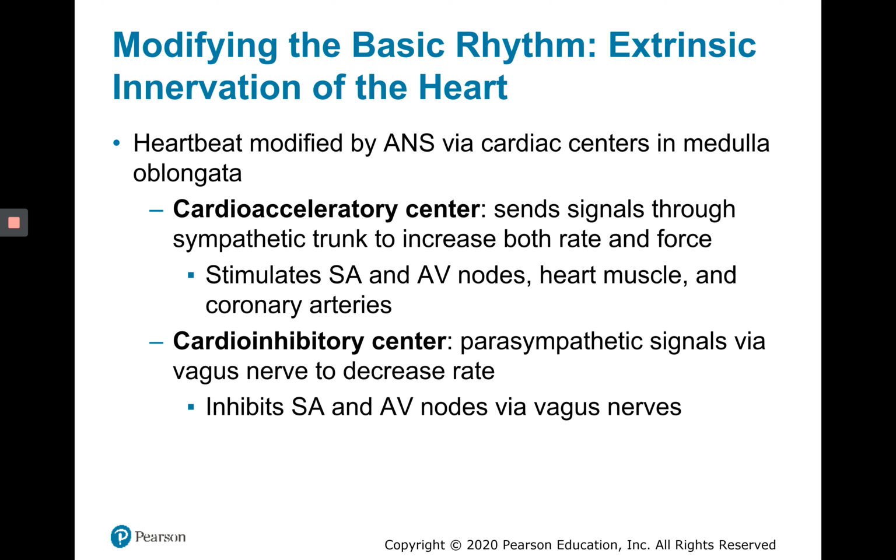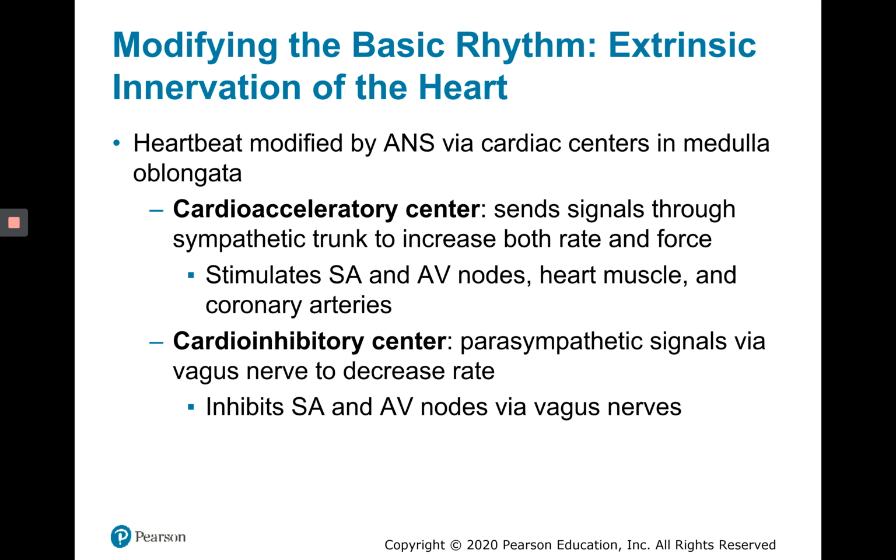The cardioexcitatory center is able to send signals through sympathetic neurons to increase both rate and force of the heart. So increase both heart rate and heart contractile force. We're able to do this by stimulating the sinoatrial node and the AV node or atrioventricular node. We can also do this by stimulating the heart muscle and coronary arteries. So think of the cardioexcitatory center as kind of the gas to the heart. If we use neurons from this center to communicate with the heart, we're going to be increasing things.